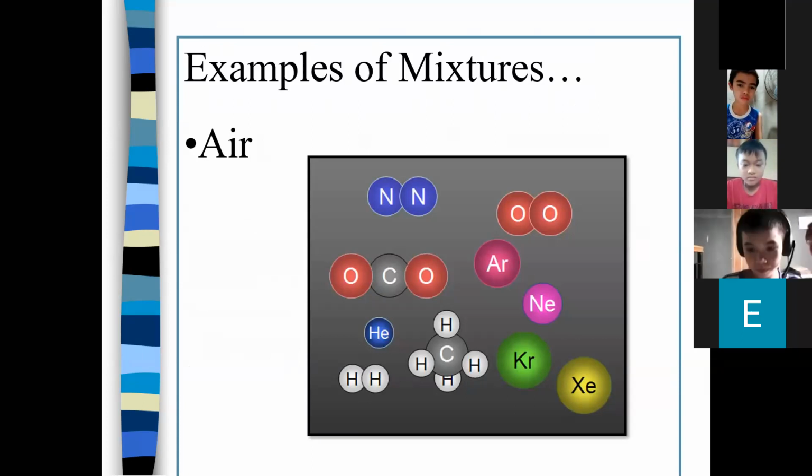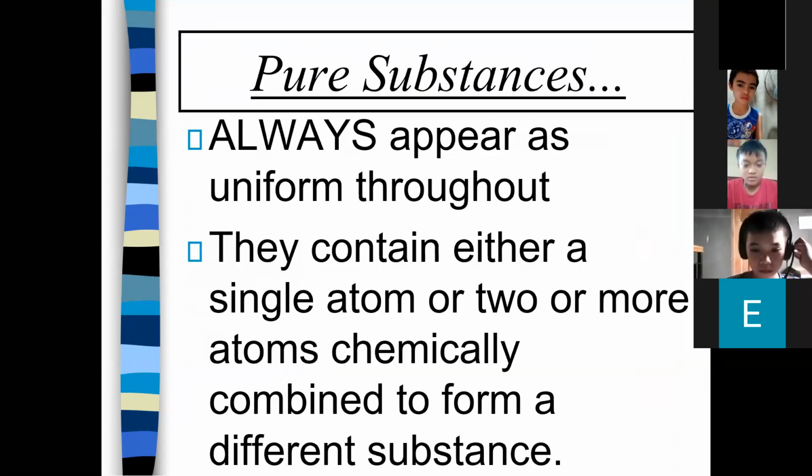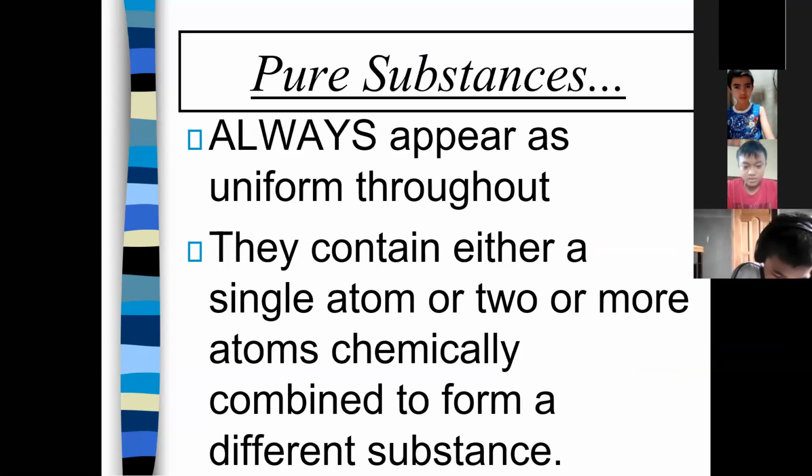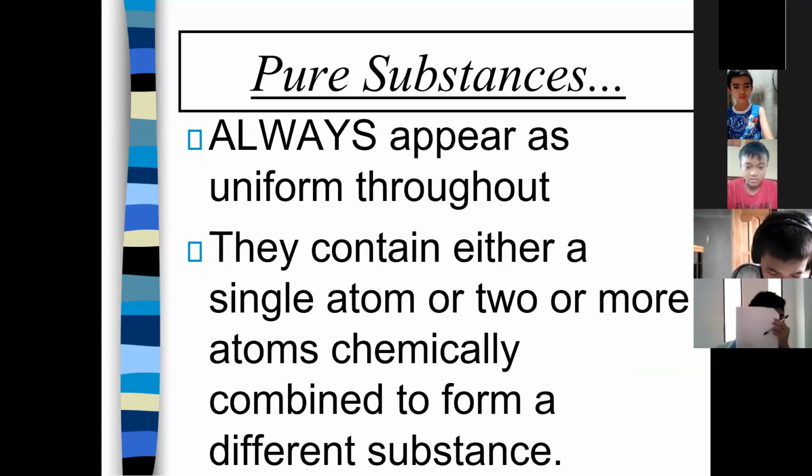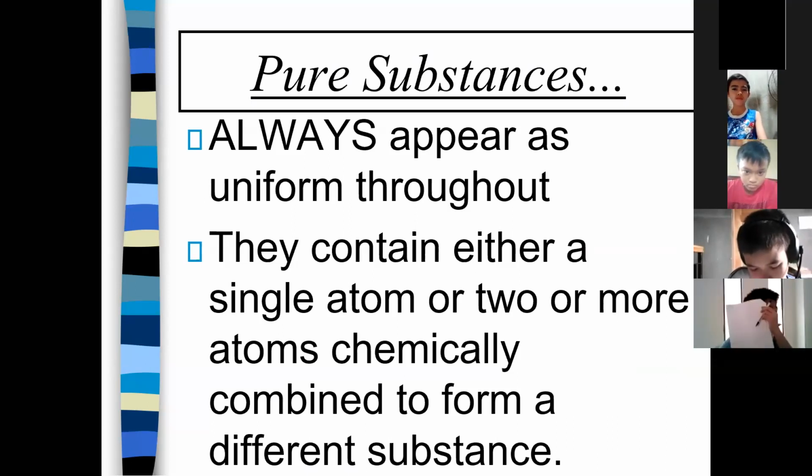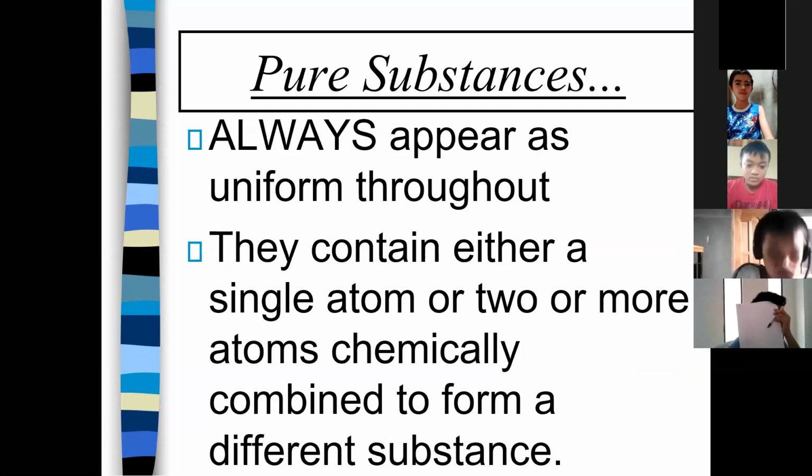What about a pure substance? If the components of a mixture may appear uniform or not, a pure substance always appears uniform all throughout. In a mixture it may or may not appear uniform, but a pure substance will always appear uniform. Okay, so are you looking at your modules right now?